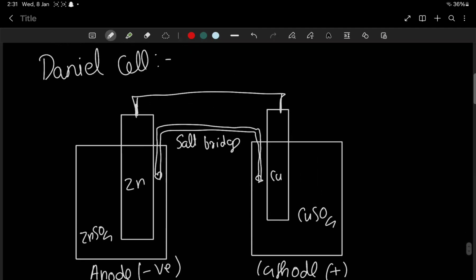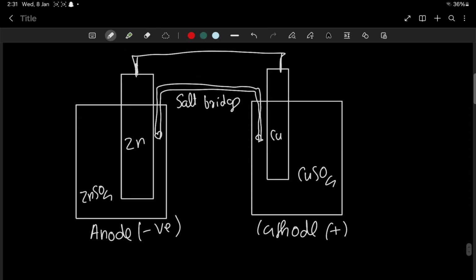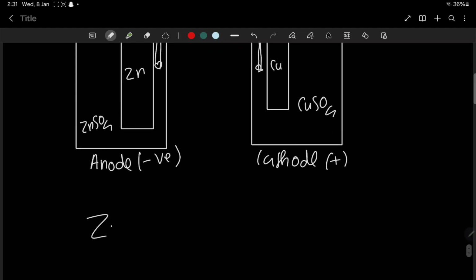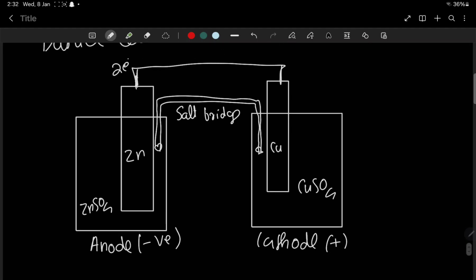What happens is that zinc doesn't like to keep electrons with it. It's very caring. It becomes Zn2+ and leaves its 2 electrons. These 2 electrons go through this wire. As electrons move in this direction, current flows the opposite way, so current is produced. The electrons go to the copper.